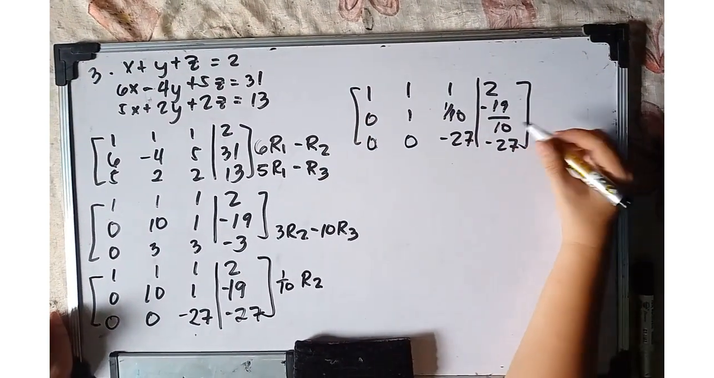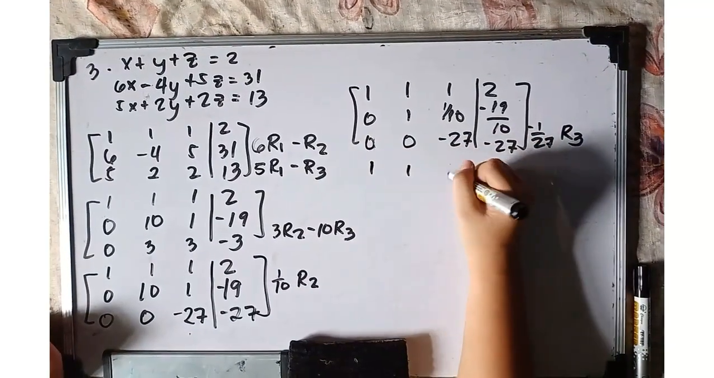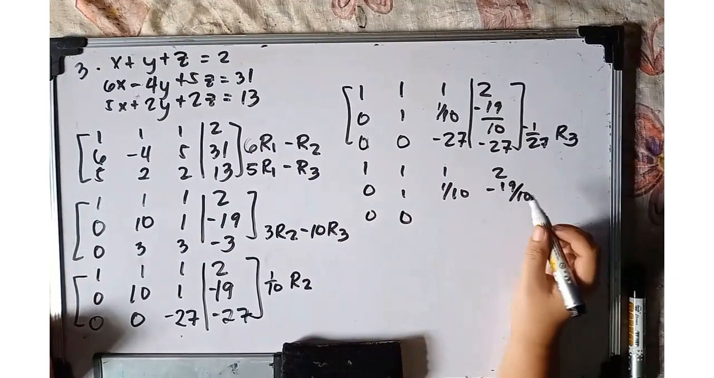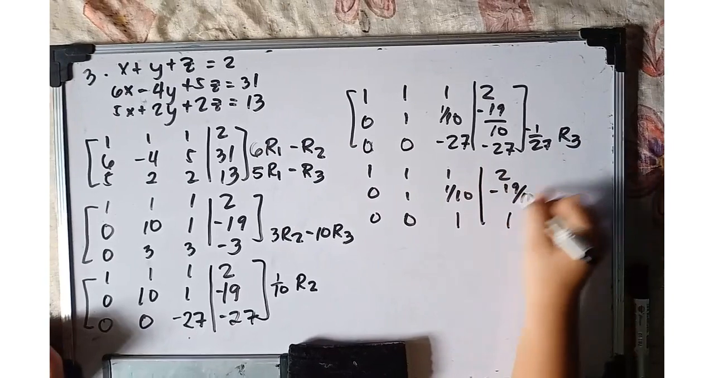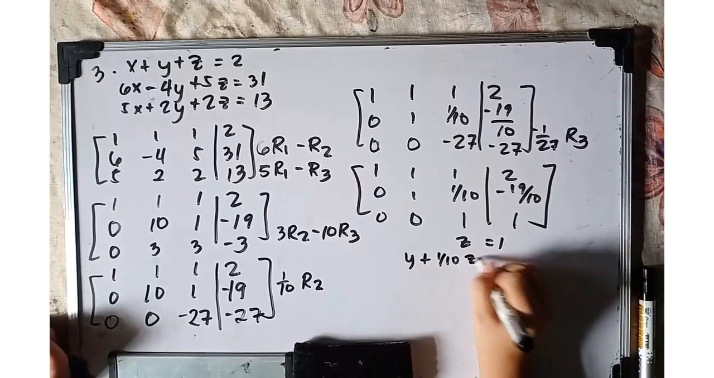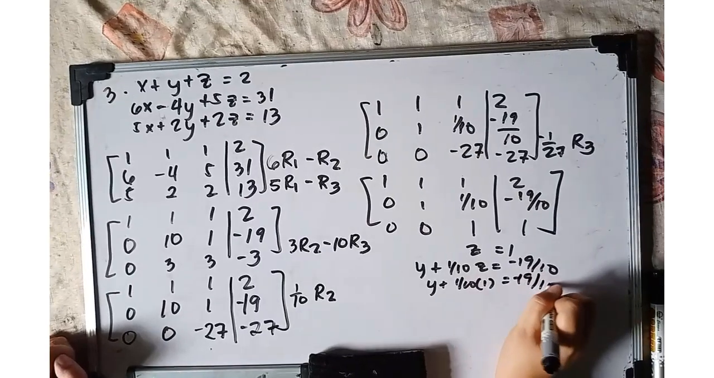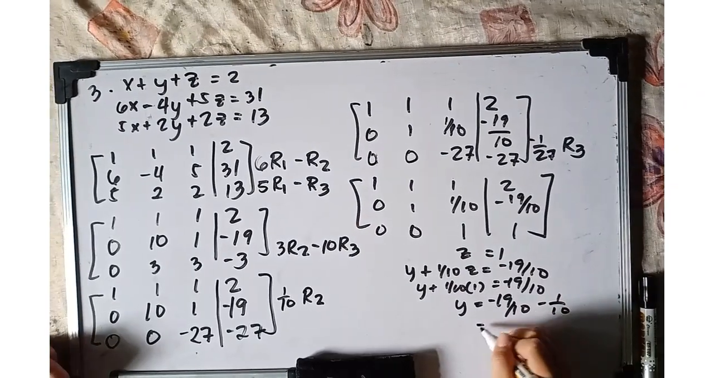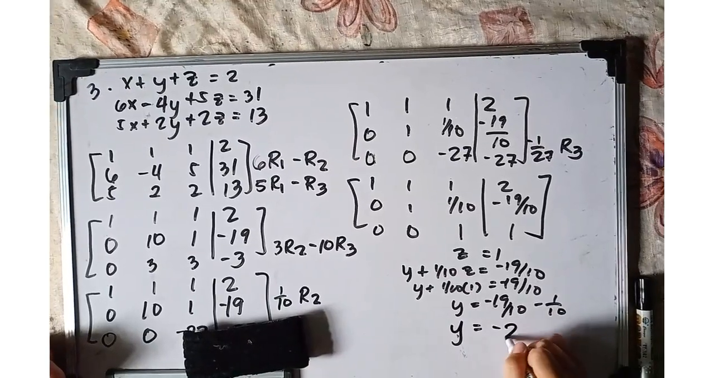Same process. Now, -1/27 times R3. 1, 1, 1, 2; 0, 1, 1/10, -19/10; 0, 0, -1/27 times -27 is 1, and -1/27 times -27 is 1. So our z equals 1. y + 1/10 z = -19/10, so y + 1/10 times 1 equals -19/10. y equals -19/10 minus 1/10, so y equals -2.